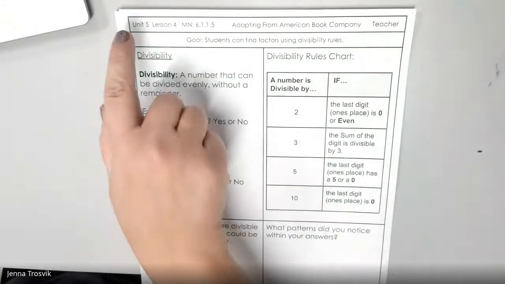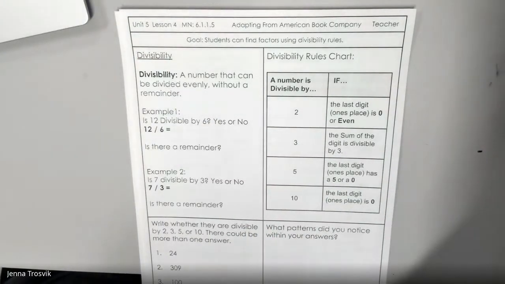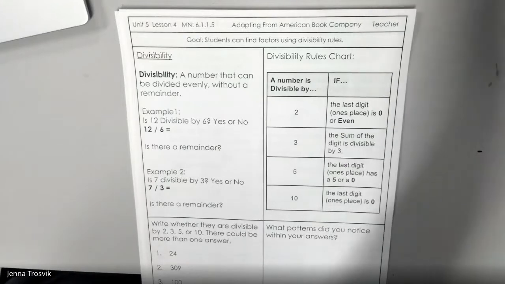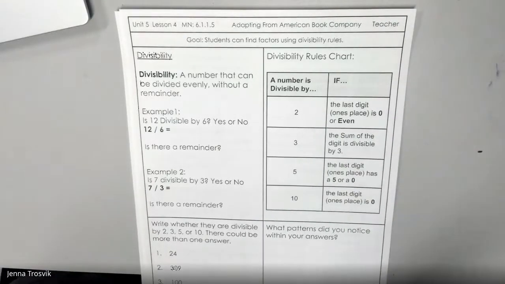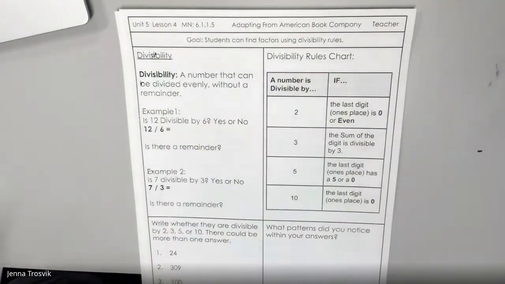We are working on Unit 5, Lesson 4 today. Our goal is to find factors using our divisibility rules. Divisibility just means a number that can be divided evenly without a remainder.